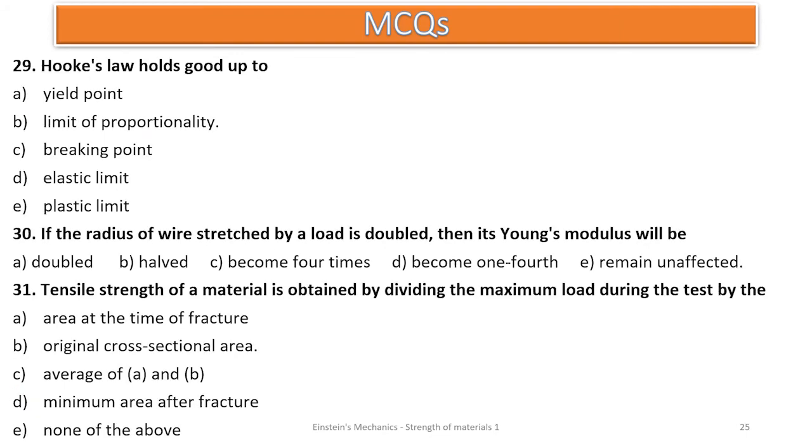Now 29. Hooke's law holds good up to, so when you have the tensile test diagram, which goes this way, something, and it goes, and maybe it comes down. From this diagram, Hooke's law is working at the proportional point. Hooke's law only holds at the proportional point. Are we okay?